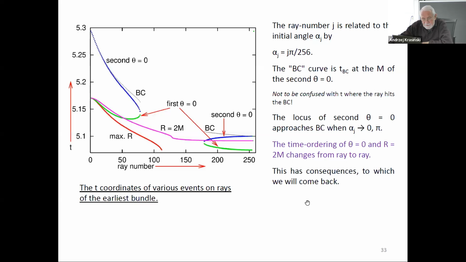This figure here shows the time ordering of various events along the rays of the earliest emitted bundle. This is the location of the time coordinate of the maximum of R. This is the location of R equal to M. The green curves are the locations of the first zero of theta, the blue curves are the locations of the second zero of theta, and the gray dotted line is the big crunch.